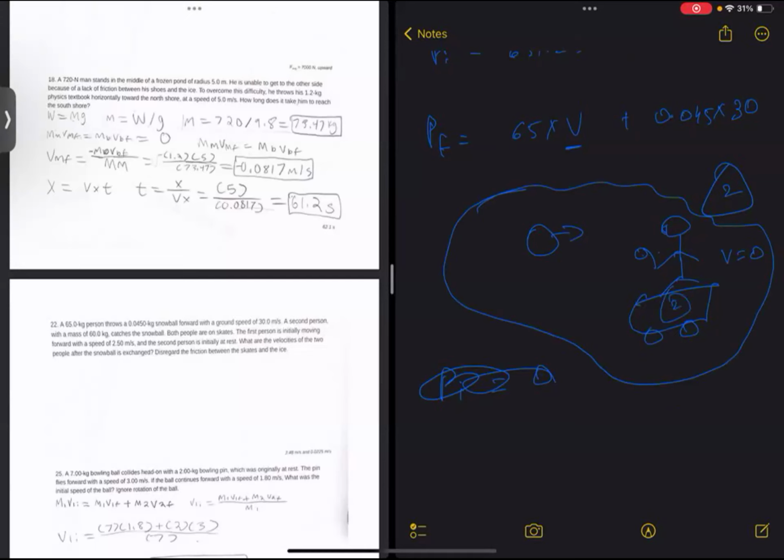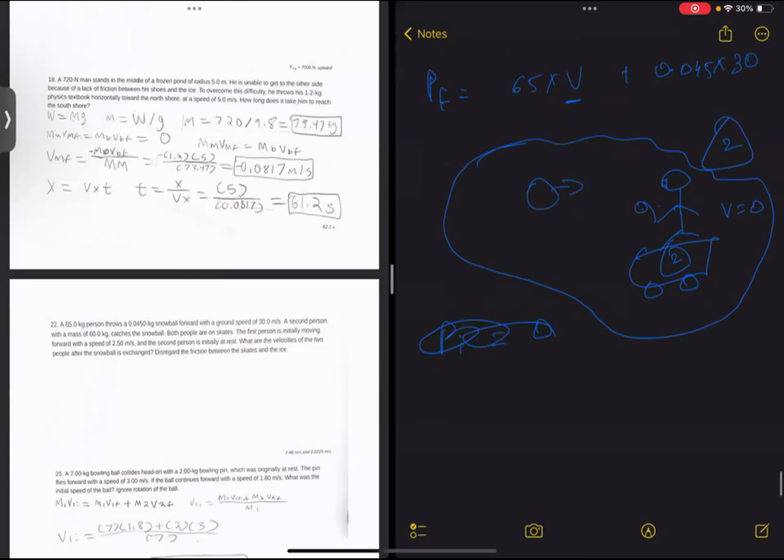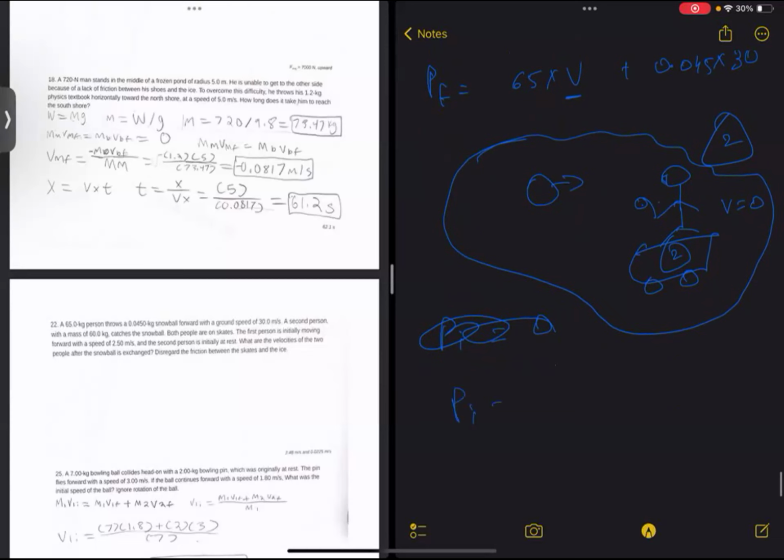So if you consider both of them as the system now, what is the initial momentum of the system? What does the system consist of? Snowball and the second man, in the second case. What is the initial momentum of the man? It is 0, because he has 0 velocity. He's at rest.